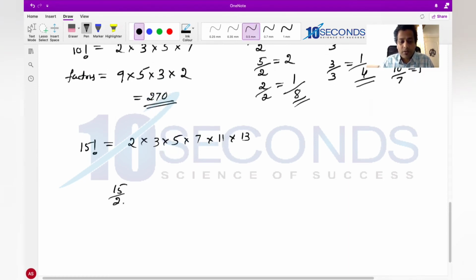15 divided by 2: how many multiples of 2 in 15? 7. In 7, how many multiples of 2? Only 3 possible, 2 3s are 6. The remaining one is not divisible. In 3, how many multiples of 2? Only 1. Total 11. Okay.